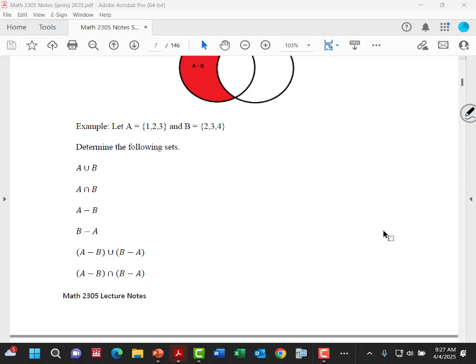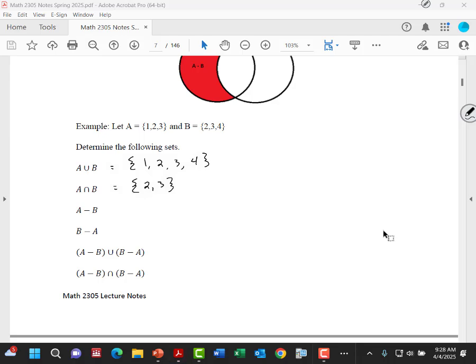So set A is 1, 2, 3, set B is 2, 3, 4. A union B would be the set 1, 2, 3, 4. Those are the elements that are in A or B. The intersection: what elements are both in A and B? That would be 2 and 3.